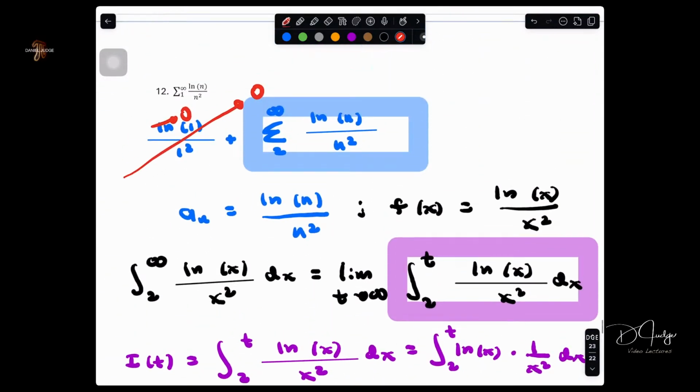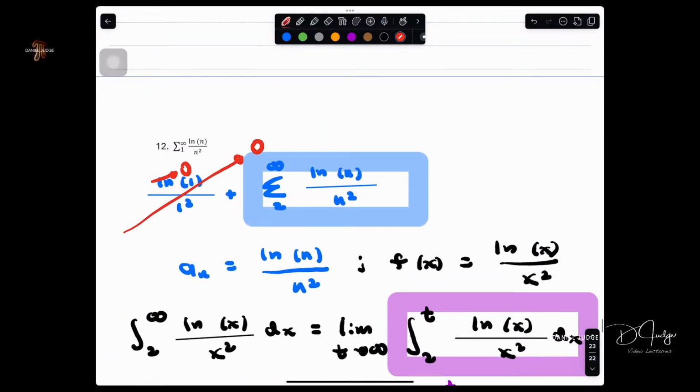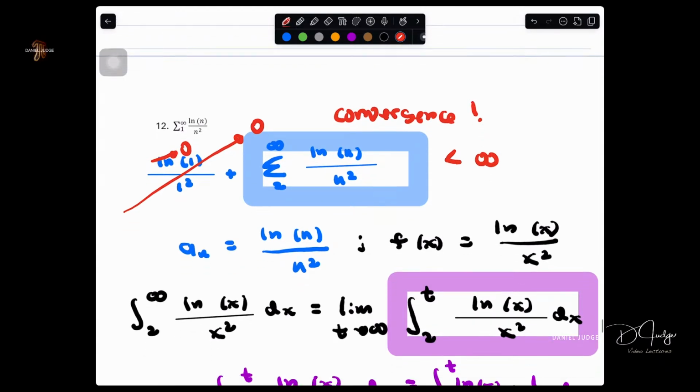So what that'll mean simply is that this series converges by the integral test. Okay, you got convergence here. This sum is actually finite. So we'll just say, hey, you're finite, and that just means you have convergence.